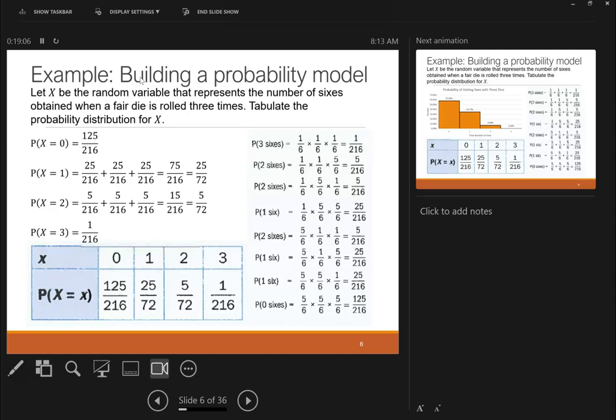So what I've drawn at the bottom is my probability distribution. I drew the tree diagram to make it easier on myself to figure out what the probability is when x is equal to 0, 1, 2, and 3. So I'm able to complete my probability distribution. Does that feel okay?